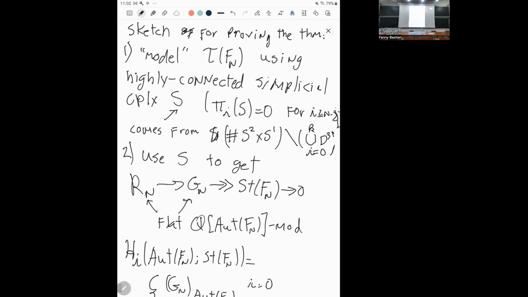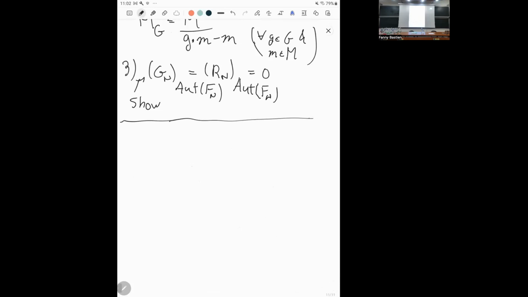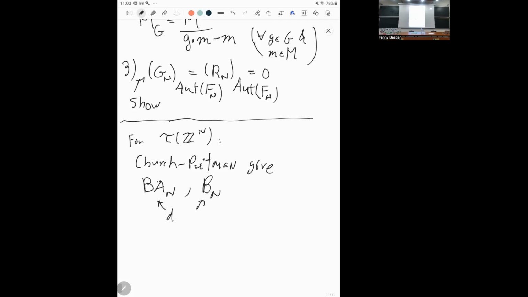Yeah, so the main difference is step 1 here. So Church and Putman, maybe I should say it like this: for the Tits building on Z^n, Church and Putman introduced a complex called B_n^A, which is augmented partial bases on Z^n. So these are defined purely from algebra. These are subcomplexes coming from Z^n, so it's a purely algebraic thing.